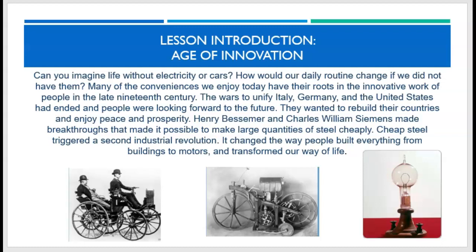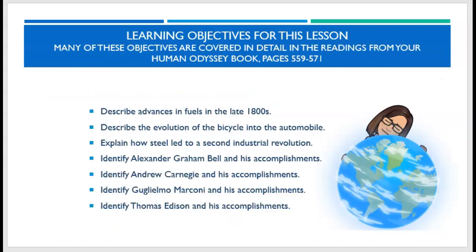Henry Bessemer and Charles William Siemens made breakthroughs that made it possible to make large quantities of steel cheaply. Cheap steel triggered a second industrial revolution. It changed the way people built everything, from buildings to motors, and transformed our way of life.